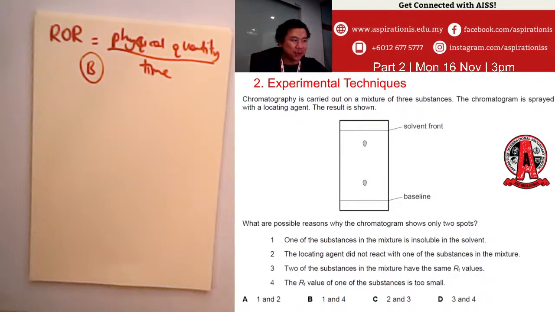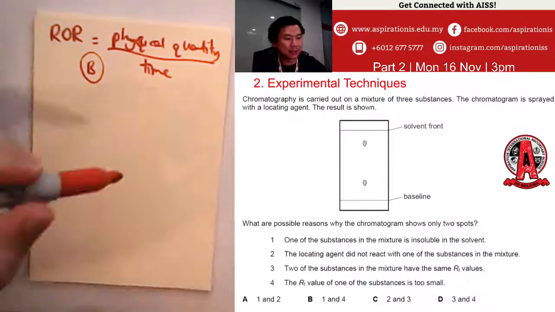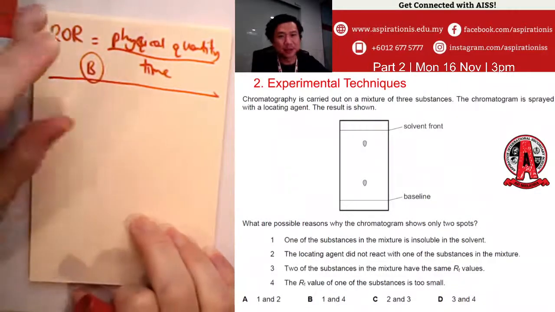Moving on. Paper chromatography. We all know about paper chromatography, don't we? So what do you think is the answer for this one? Remember to eliminate the wrong answers. Always do that.